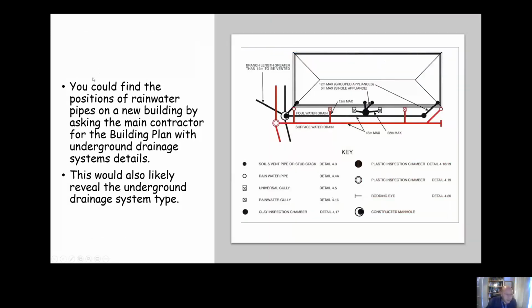Okay. So if you're looking for where the rainwater pipes are going to drop to in a new dwelling, you'd ask the main contractor for the building plans, which would show the underground drainage positions. It'd also let you know which type of drainage system it's likely to be, if it's going to be a separate system, combined system, etc.